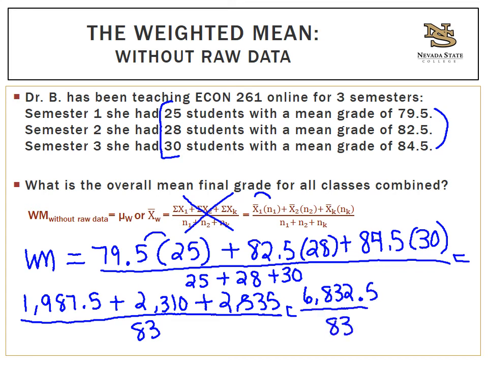So if we look here, if I added up all of the grades for all of my students, we would have 6,832.5 divided by the total number of students, and we get an average grade of 82.319. That's our final answer. So on average, over the past 3 semesters, students have achieved an average grade of 82.319.